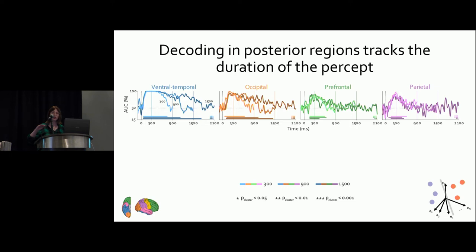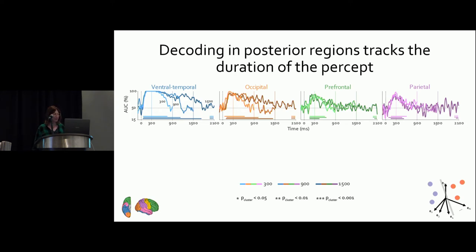Now again, the horizontal lines correspond to significant clusters, and now they're color-coded according to the stimulus duration. So you can see that in posterior regions, we get clusters that correspond to the duration of the stimulus, whereas we still get high significant decoding in PFC and parietal cortex, but it doesn't correspond to the stimulus duration now.